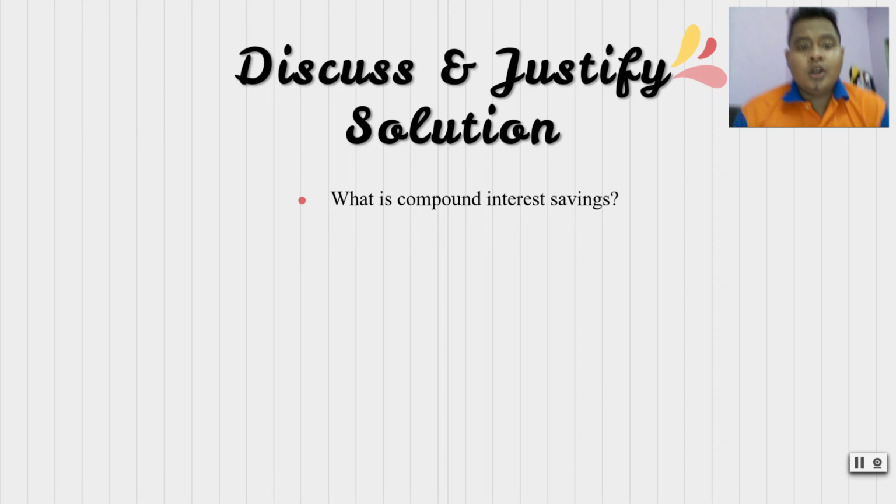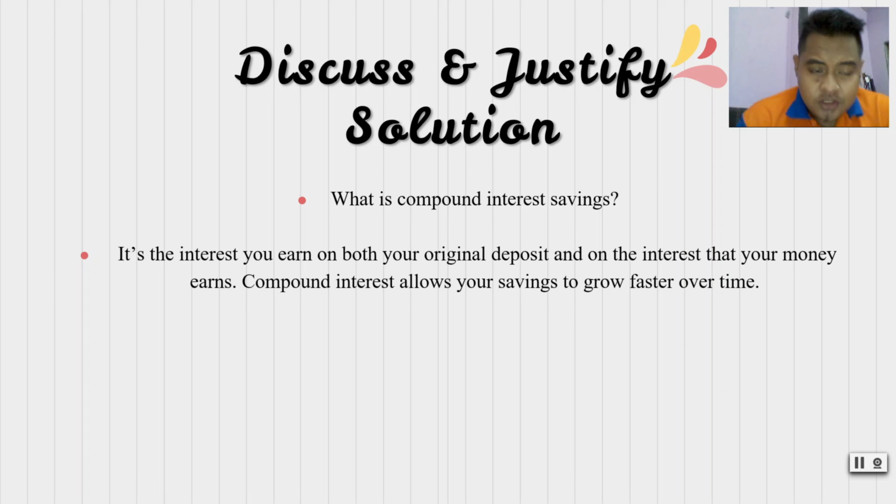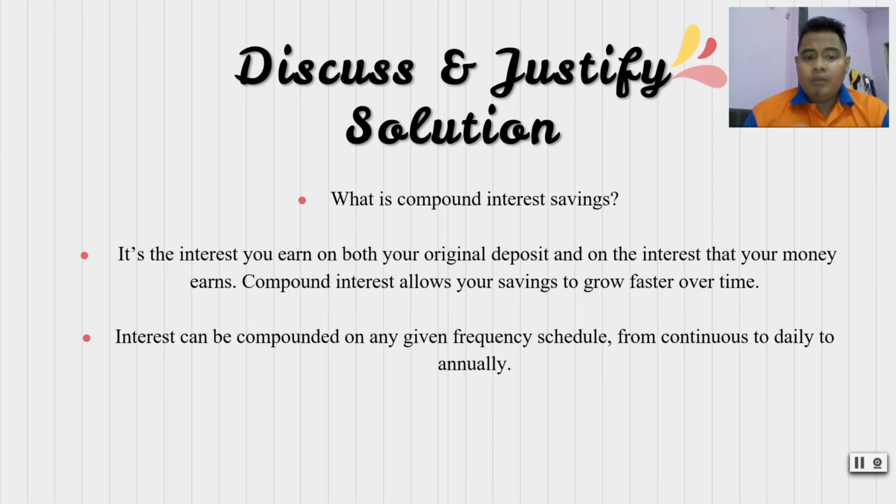So, at first, what is compound interest saving? It's the interest you earn on both your original deposit and on the interest that your money earns. Compound interest allows your savings to grow faster over time. It means the rate at which compound interest accrues depends on the frequency of the compounding, such that the higher the number of compounding periods, the greater the compound interest. So interest can be compounded at any given frequency, from continuous to daily to annually.